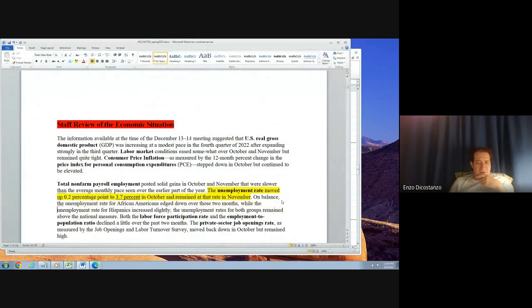It says unemployment rate for African Americans. So I didn't break it down into further categories that are broken down here, but you can certainly look those up in the press release, and they're there for you guys to do that.